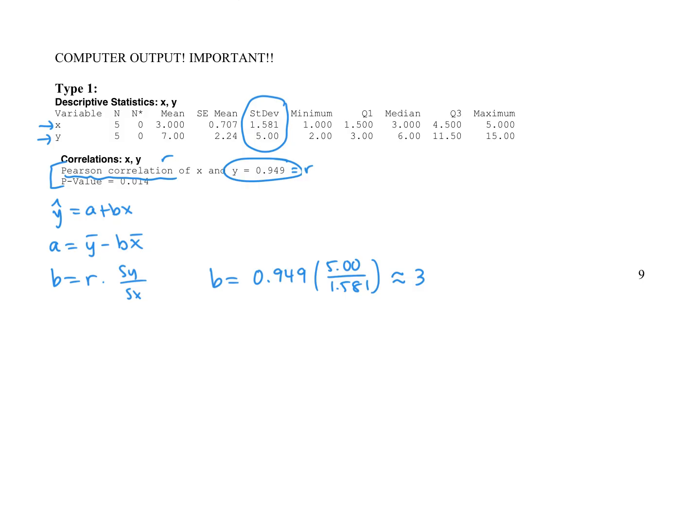You then have to plug that in to find A. So our A value is going to use that 3. It's also going to use the mean of both Y and X. So the mean of Y is 7, subtract 3 times the mean of X, which is also 3. That gives us an A value of about -2. So then our equation is y hat equals negative 2 plus 3x, and you would say what x and y hat are. Now, I haven't told you the context of those, but if you had the context, you would put them in.